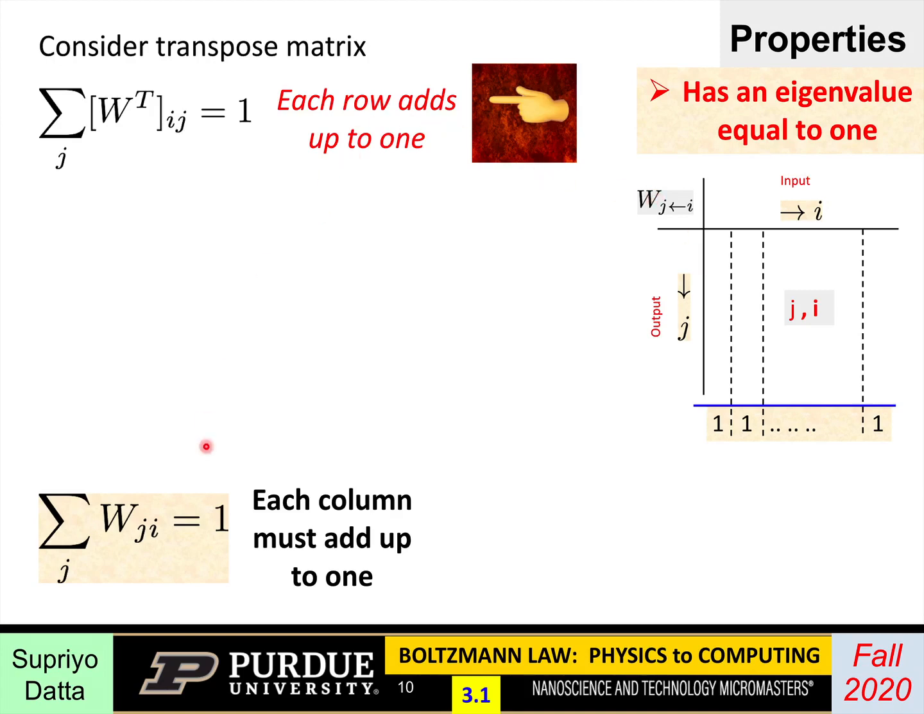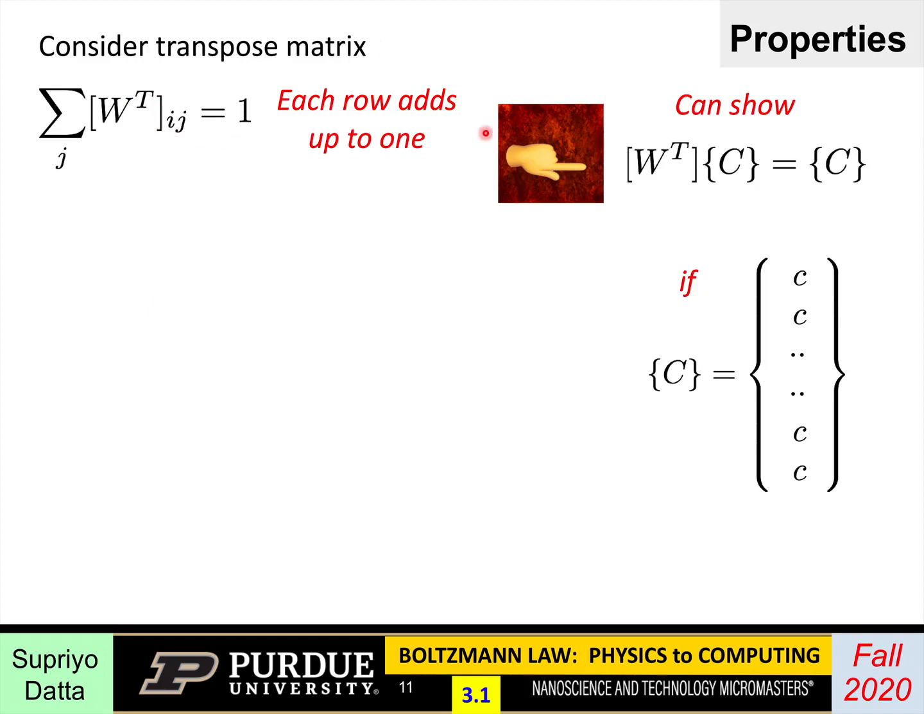To show that, consider the transpose of the W matrix. For the W matrix, the columns add up to 1, so for the transpose, it is the rows that add up to 1. So W transpose Ij summed over j is 1. Now, what that means is that if you consider a constant vector, which is a relatively trivial vector, one where all its components are equal to a particular number C, you can show that this constant vector is actually an eigenvector of the transpose matrix W.